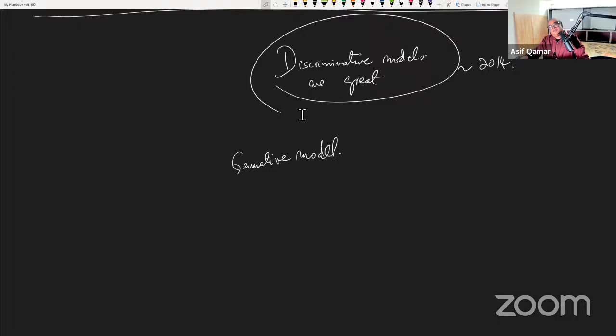MNIST has been there since the 80s, 90s. ImageNet came later. ImageNet pretty much coincided with 2012. The big data movement got us ImageNet.